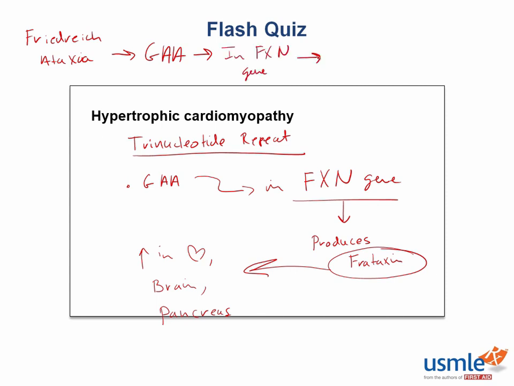Now, since the trinucleotide repeat is here, frataxin cannot be formed correctly. And frataxin is a mitochondrial protein that actually protects us against some of the harmful effects of iron. And it's seen in high quantities within the heart, the brain, as well as the pancreas. So without this protein, you get upregulated oxidative stress from the iron within these organs. And that leads to the organ dysfunction that we see in Friedreich's ataxia, like a cardiomyopathy, ataxia, neuropathy, as well as diabetes.